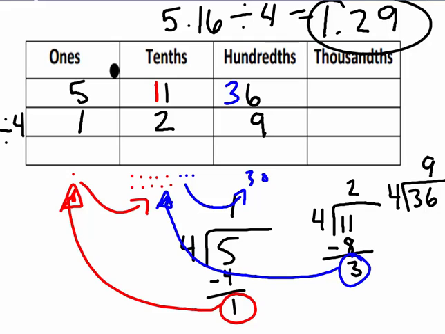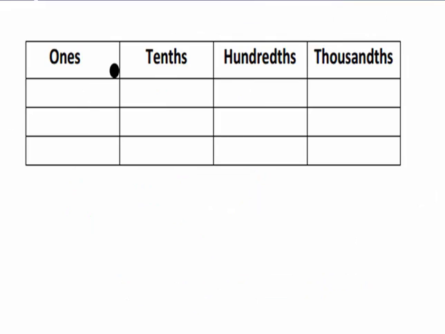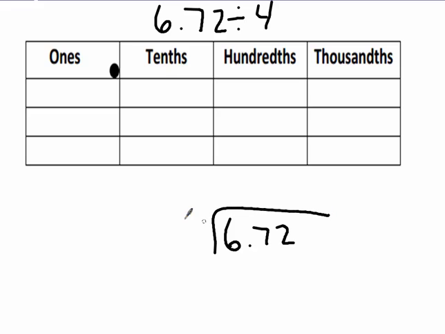This is just like doing long division. So let's see if we can do it using the long division method instead now. 6 and 72 hundredths divided by 4. For my long division, I'm going to start out by writing this problem just like I would a normal problem. The only difference between this and long division is this decimal right here. So when I have a decimal on the inside and no decimal on the outside, I just bring that decimal straight up.